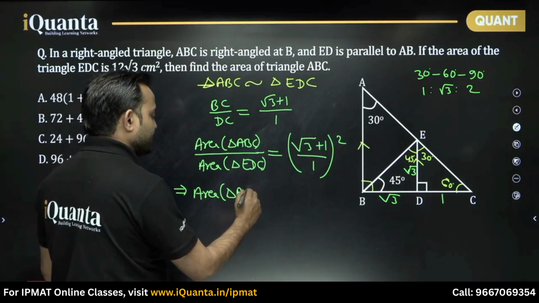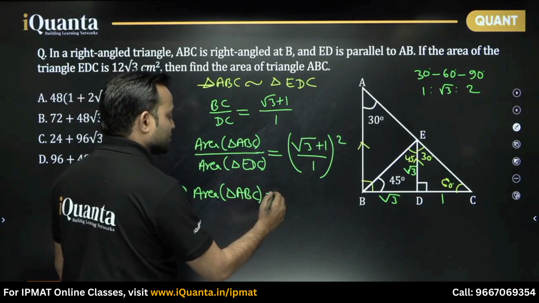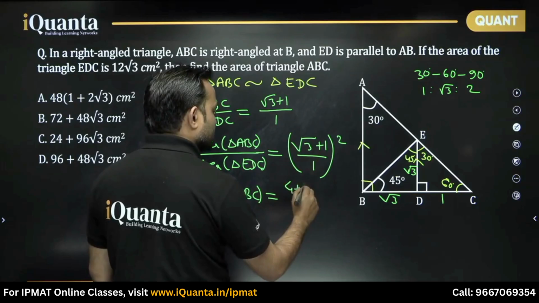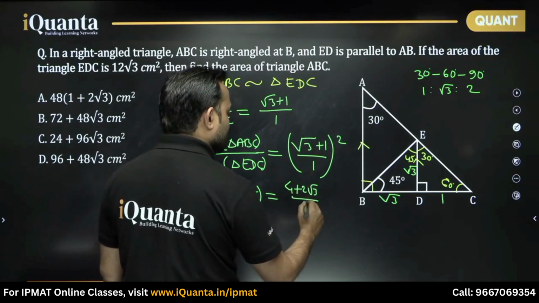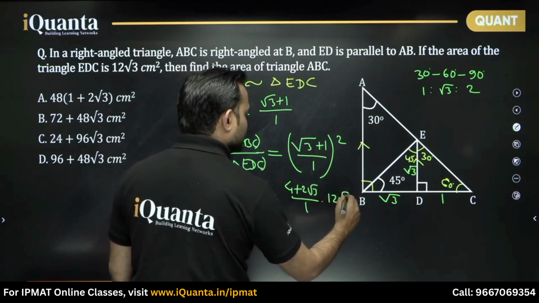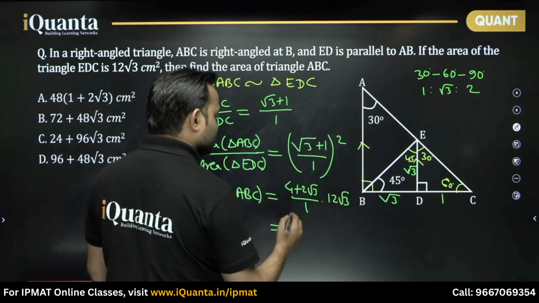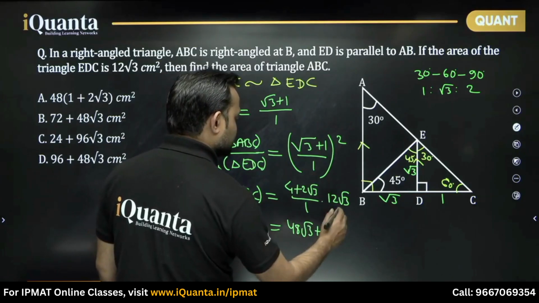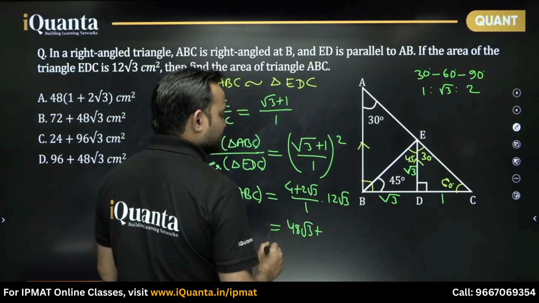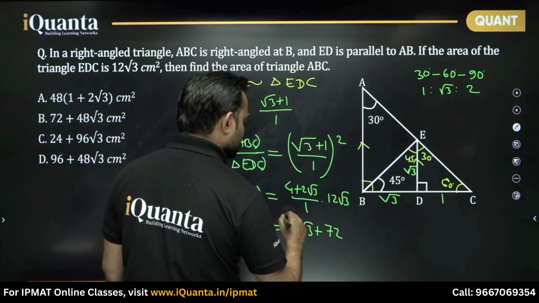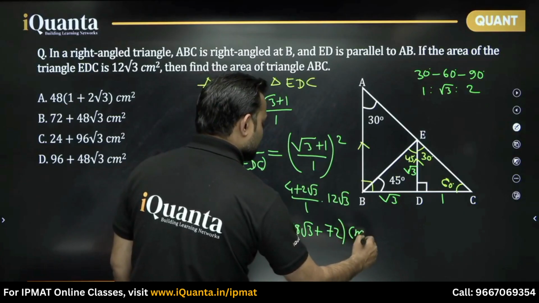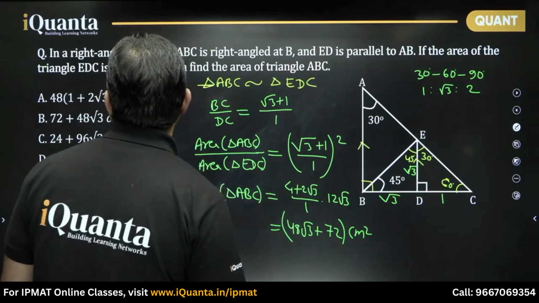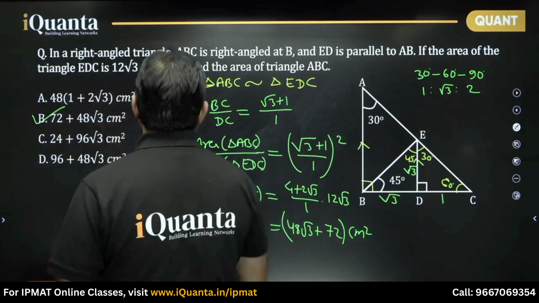triangle ABC is equal to, this will go to the right hand side, this will become 3 plus 1, 4 plus 2 root 3, divided by 1, into 12 root 3, which gives us 12 into 4, 48 root 3, plus 12 into 2, 24, into 3, 72. So this will be 48 root 3 plus 72 centimeter square. So our answer is option B.